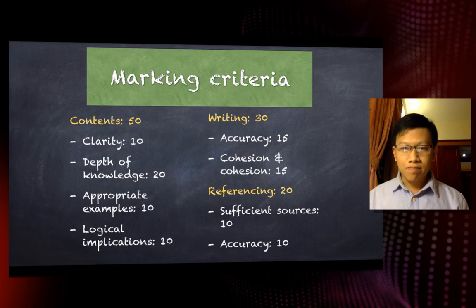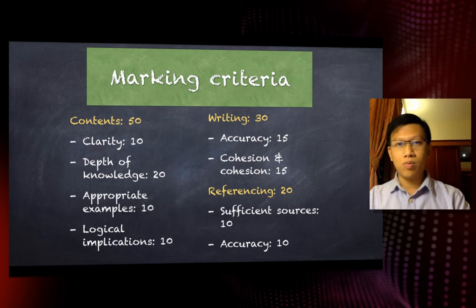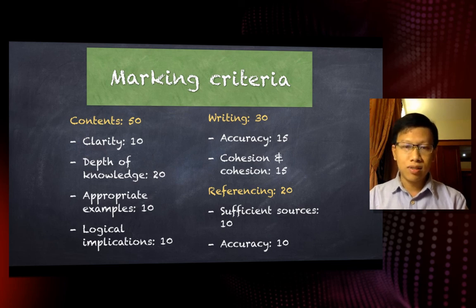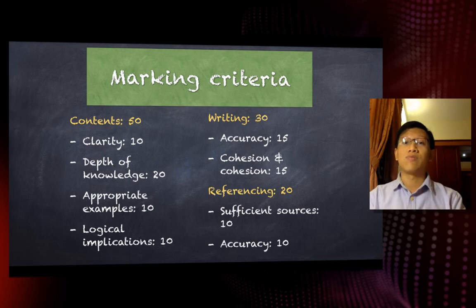For referencing, sufficient sources will give you 10 points. If you offer me less than 5 sources, then you won't get any points. From 5 to 10 sources, that accounts for 10 points already. And accuracy of referencing style will offer you another 10 points. That's the APA referencing format.